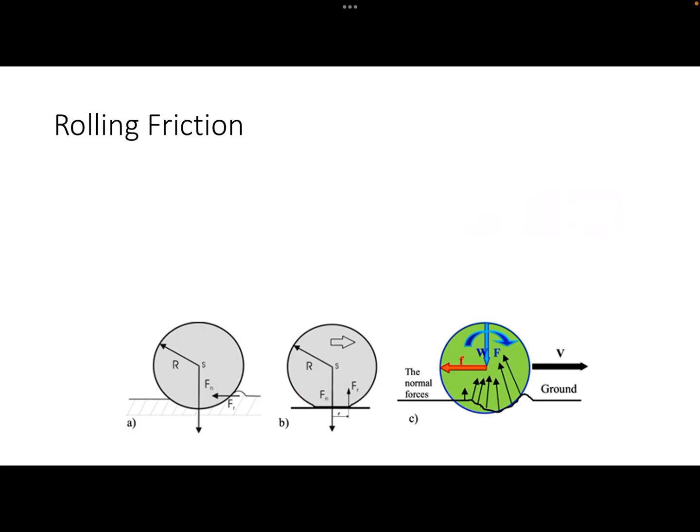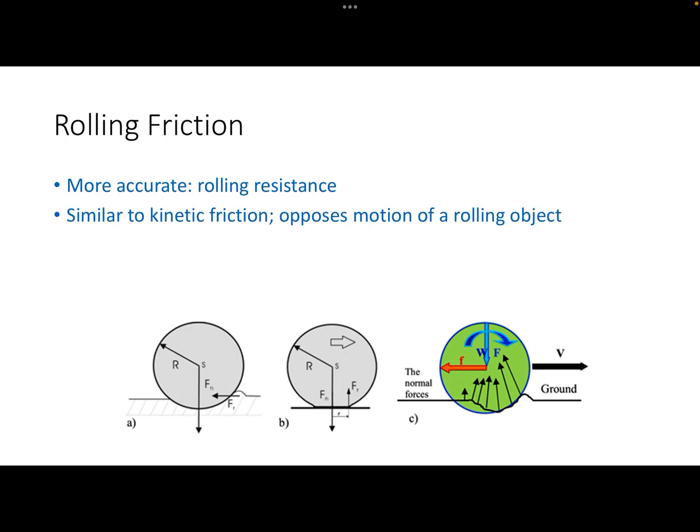Rolling friction, we're just going to look at briefly. I'm not going to go into details about this. Essentially, what we can think of with rolling friction, it's really more accurately looked at as rolling resistance. It's not quite the same as a frictional force, but it ends up working the same. It ends up opposing the motion of a rolling object. It's constant. The causes of rolling friction are a little bit different than the causes of friction.